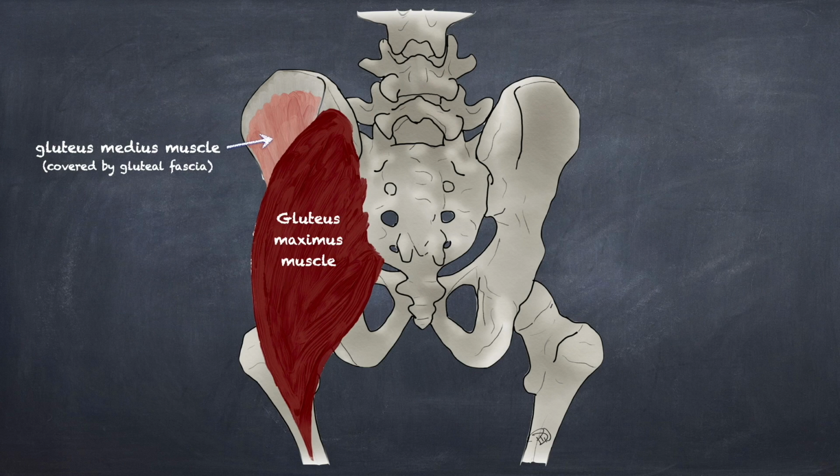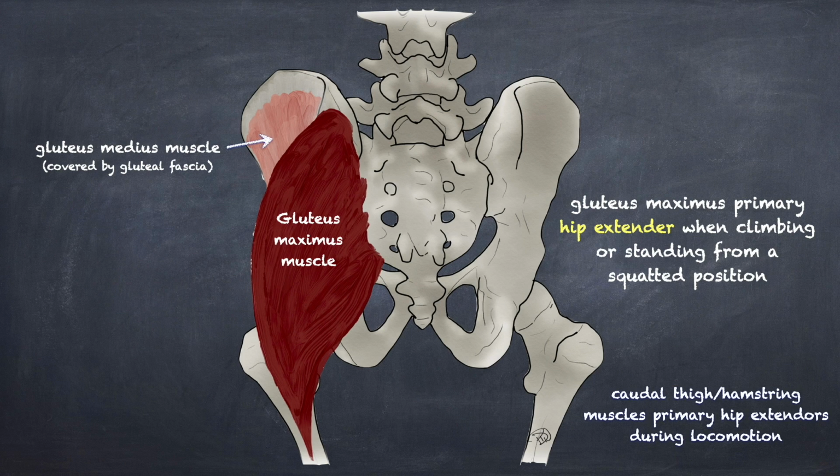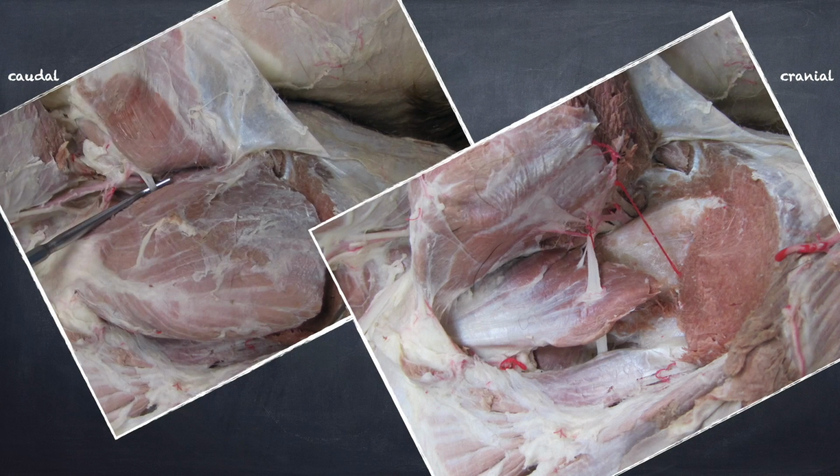So gluteus maximus is the primary hip extender when climbing or when standing from a squatting position, like getting up out of a chair. Our hamstring muscles, the caudal thigh muscles, are going to be the primary hip extenders during locomotion. So let's look at the nerves that innervate these things.